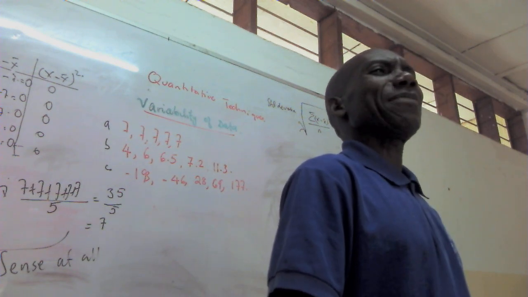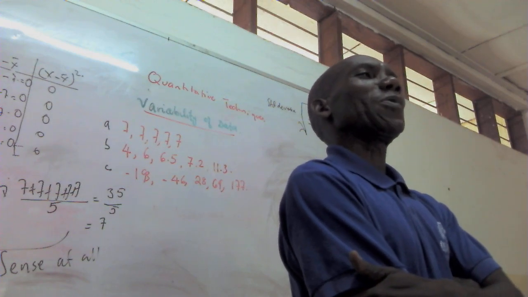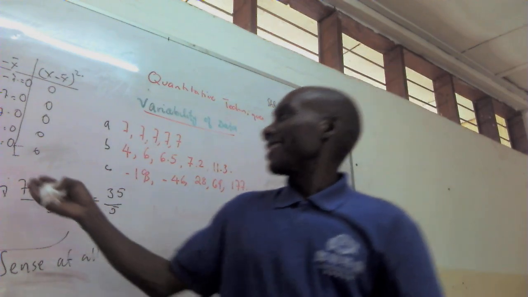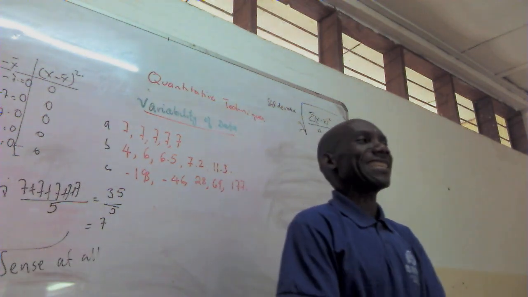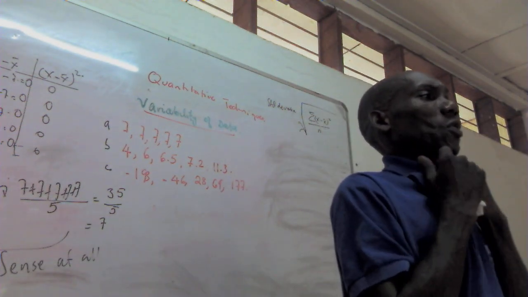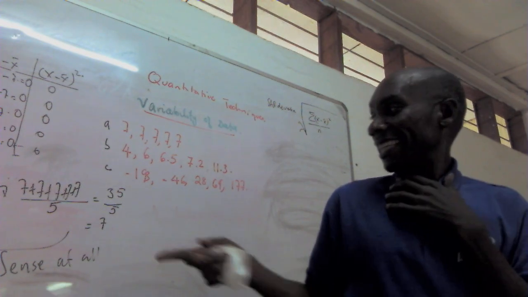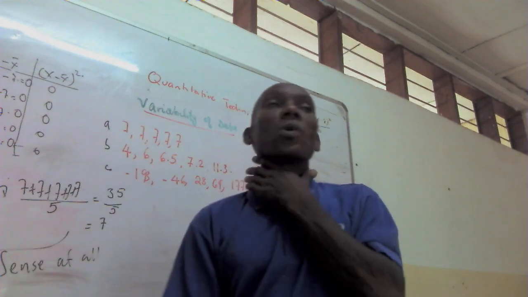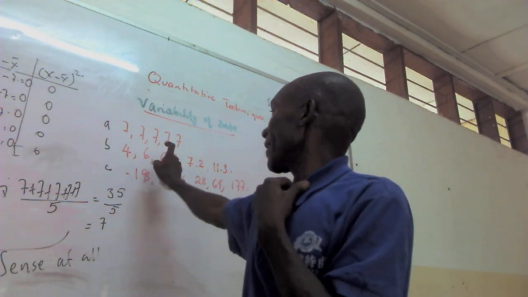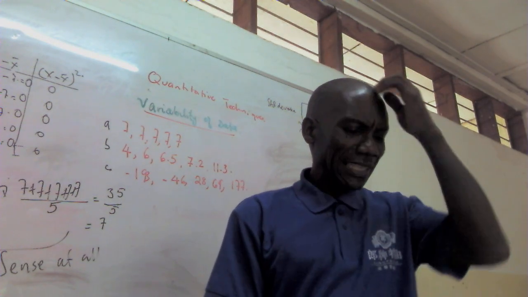Let's look at data number 2. Why is it that this data is useless? It's just because there is no spread. The data is just the same. There is no spread. That's why the data is useless. There is no sense at all. Let's go to the second data.